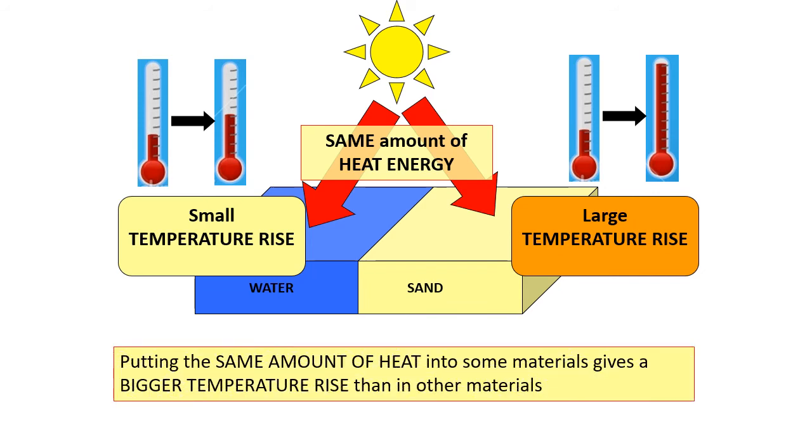Putting the same amount of heat into the same mass of different materials gives a bigger temperature rise in some than in others. This is due to the different specific heat capacities of different materials. So each material has a different heat capacity, a different capability to absorb heat.